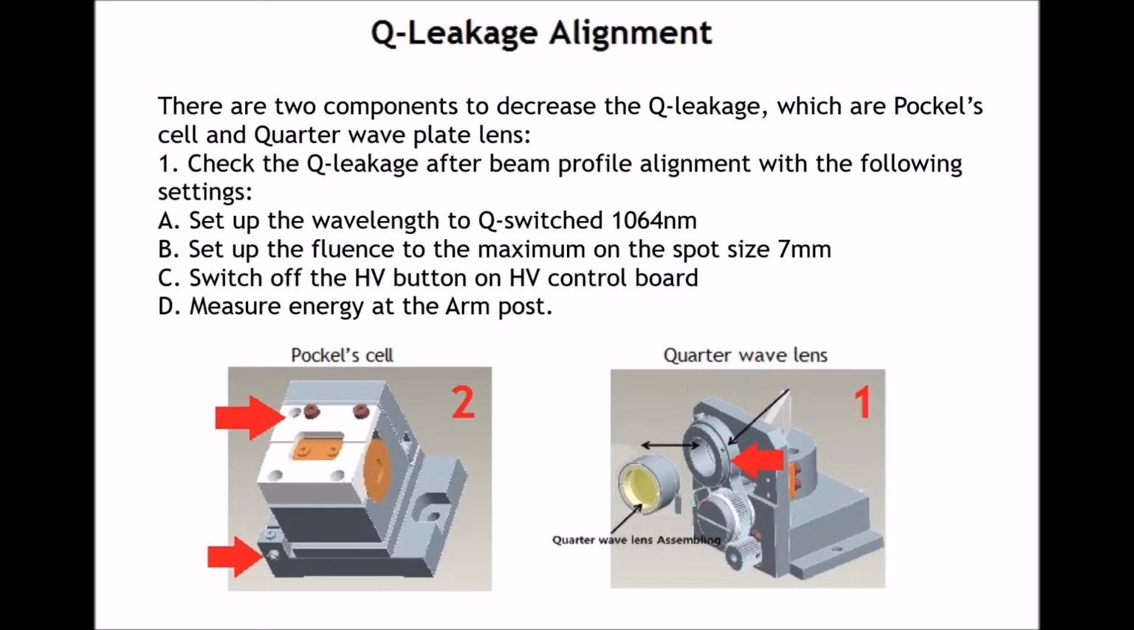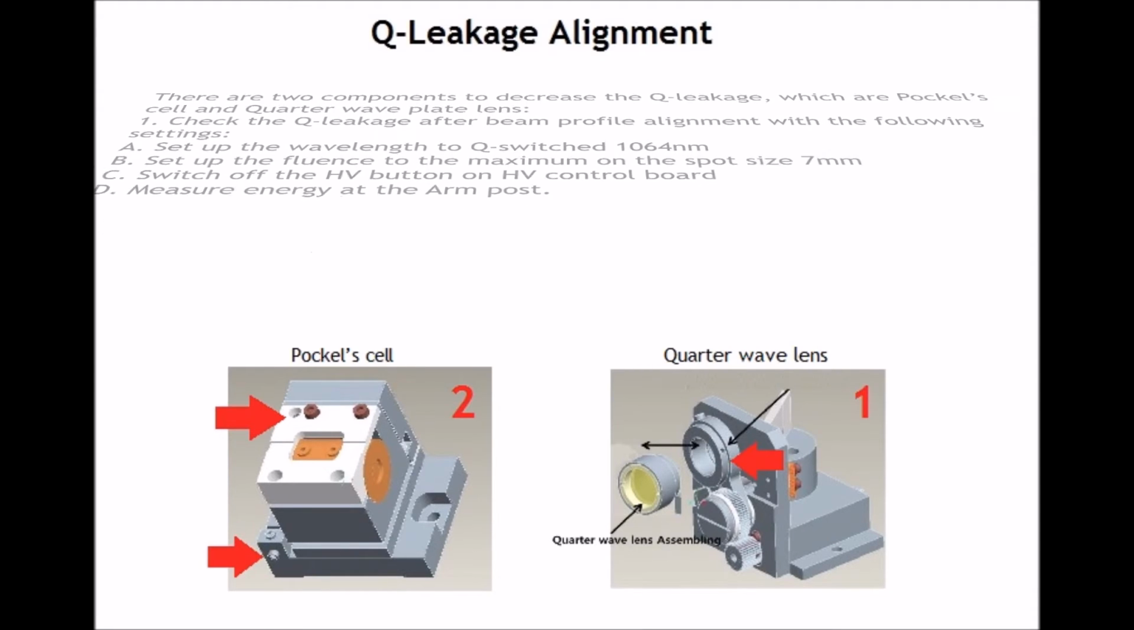There are two components to decrease the Q leakage, which are Pockels cells and quarter wave plate. 1. Check the Q leakage after beam profile alignment with the following settings. A. Set up the wavelengths to the Q switched 1064 nanometer. B. Set up the fluence to the maximum on the spot size 7 mm. C. Switch off the high voltage button on high voltage control mode. D. Measure energy at the arm post.